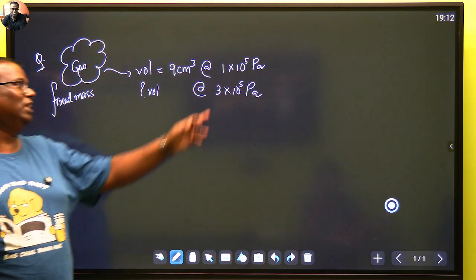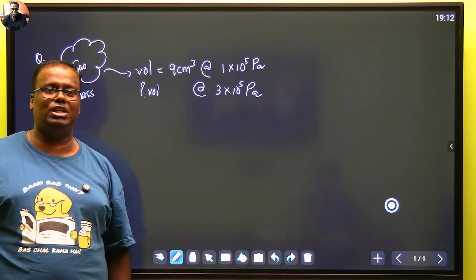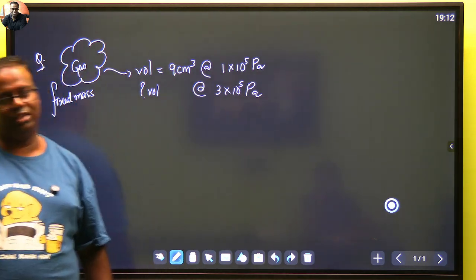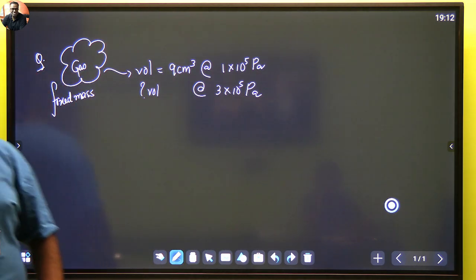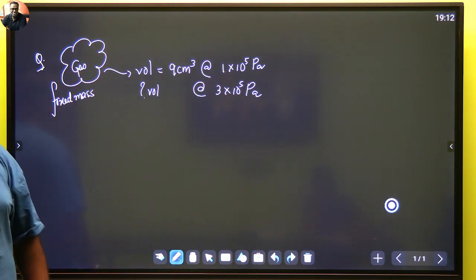So you have jacked up the pressure 3 times, so the volume will fall to 1/3. Your answer should be 3 centimeter cube. Perfect.